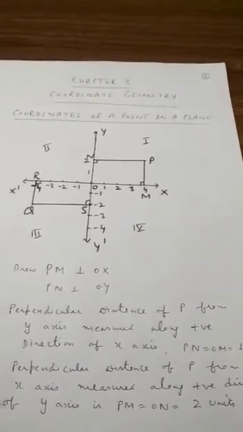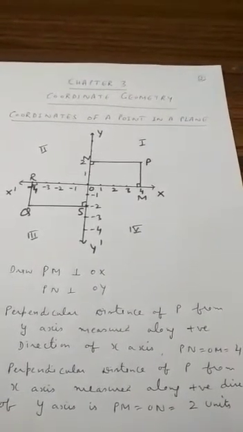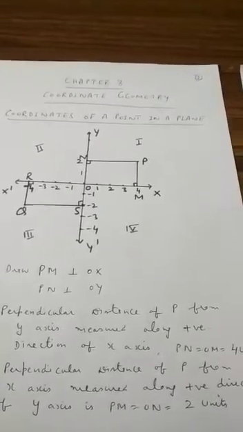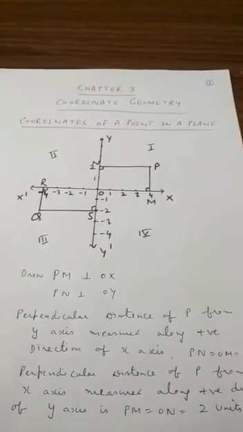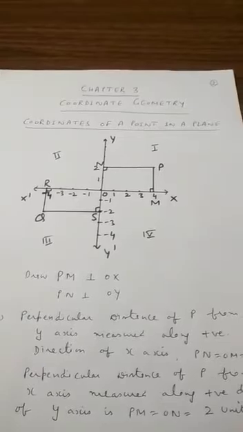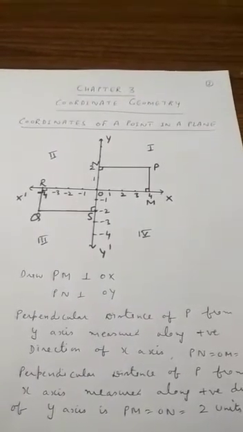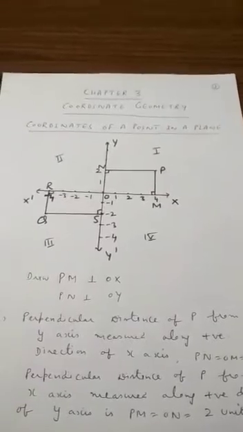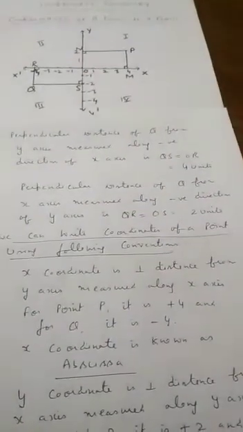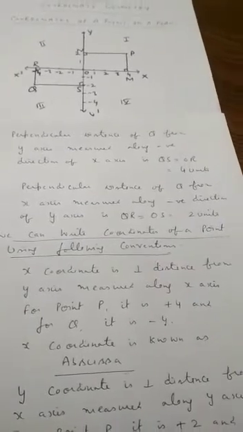When we write the coordinates of a point, the x coordinate is written first and then the y coordinate. So what are the coordinates of P here? The x coordinate is 4 and the y coordinate is 2. Similarly, how can we find the coordinates of Q?